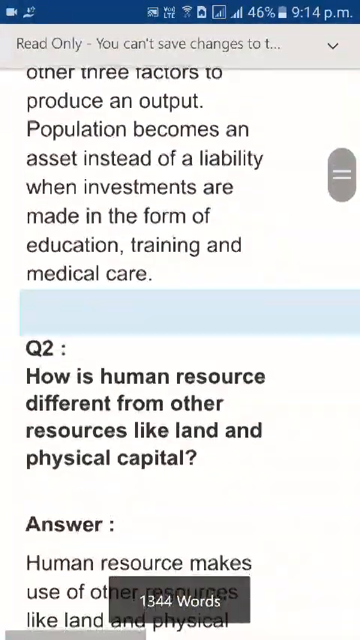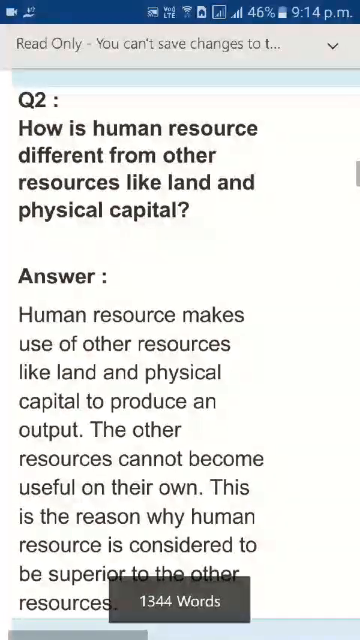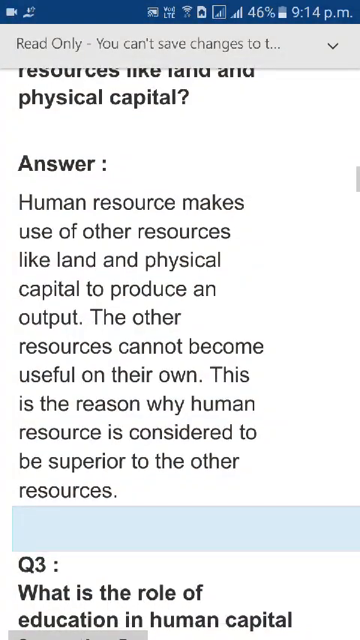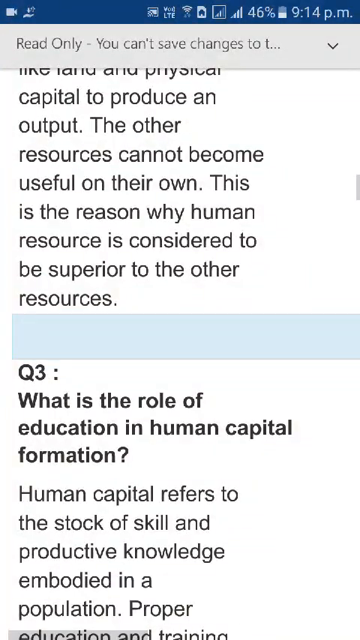Okay. We come to the second question, that is, how is human resource different from other resources like land and physical capital? So human resource makes use of other resources like land and physical capital to produce an output. We know that land and physical capital produce output. The other resources cannot become useful on their own. This is the reason why human resource is considered to be superior to the other resources.